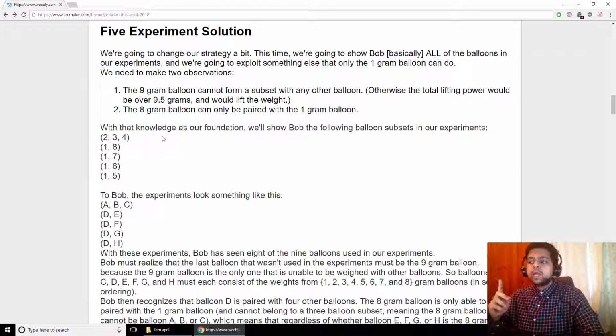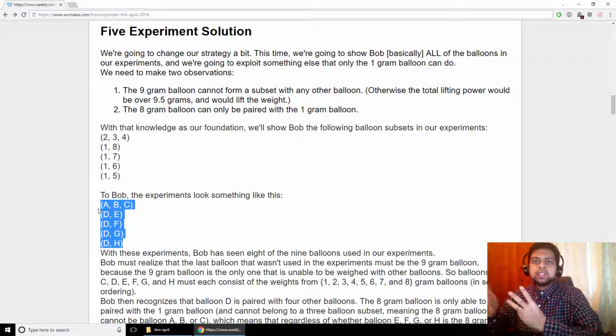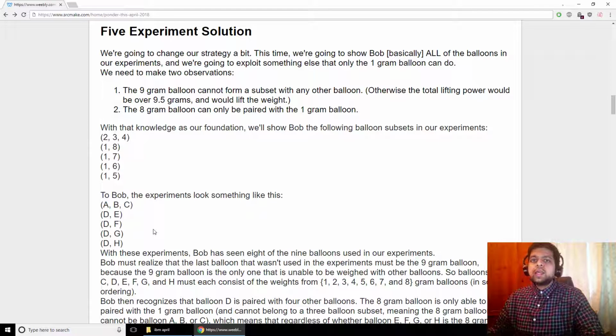So the one balloon that he didn't see in the experiment must be the 9 gram balloon that's off to the side that Alice didn't show him. And the reason he knows it's the 9 gram balloon is because it didn't show up and it can't pair with anything else. Everything else was able to pair with another balloon, which means that these balloons right here are definitely balloons 1, 2, 3, 4, 5, 6, 7, and 8 in some orientation. And Bob also knows that the 8 gram balloon is only able to be paired with the 1 gram balloon. It can't pair with anything else.